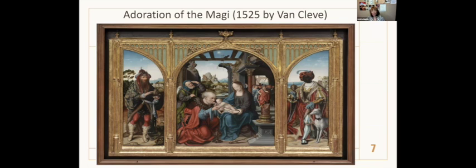All of this is online, so you can pull it up when you go to the Detroit Institute of Art website and pull up Adoration of the Magi. There may be different versions, but you want the one from 1525 by Van Cleve. And it's a wonderful book that looks at how the African is portrayed in Western European art.